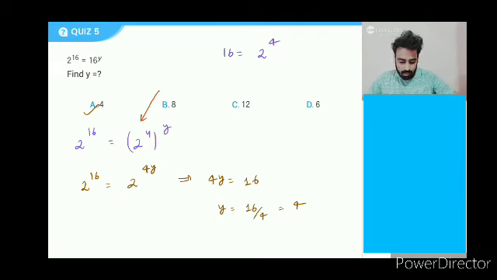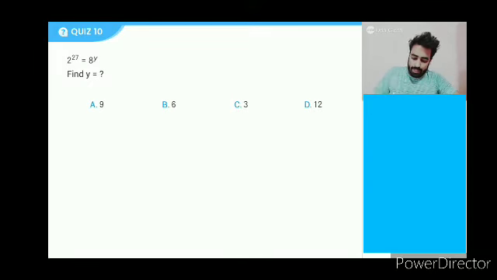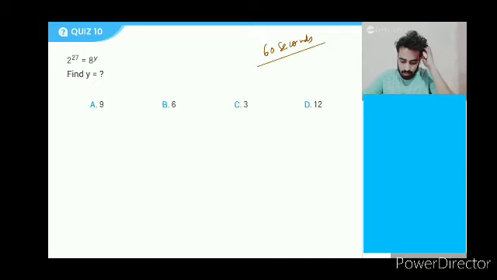One more similar question is this. 2 power 27 is 8 power y, and find the value of y. I'll give you 60 seconds for this question. Start. Karthik, I'll take doubt at the end. By mistake, I subtracted instead of dividing. Don't make that mistake.